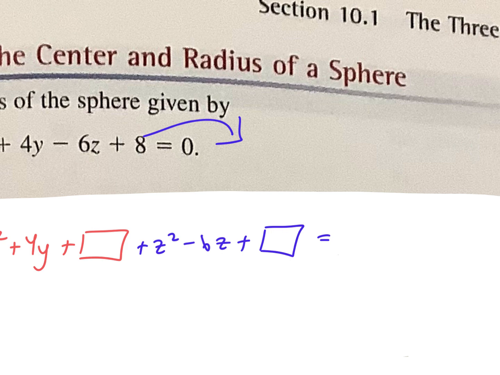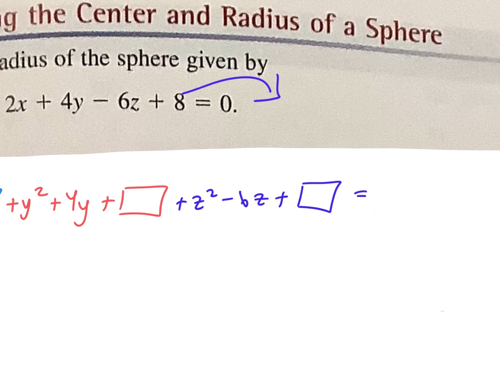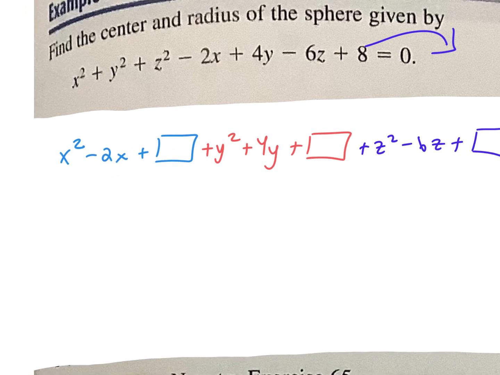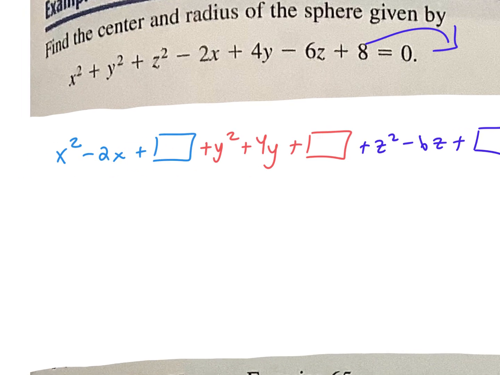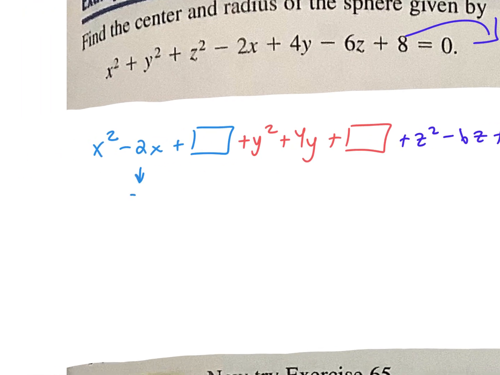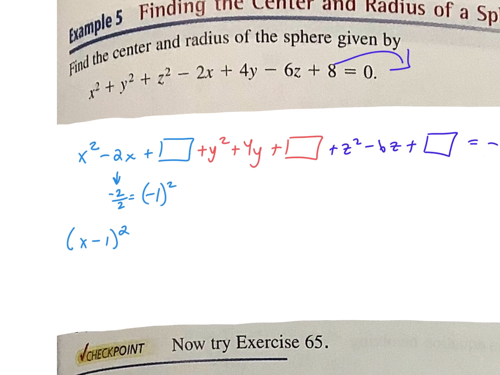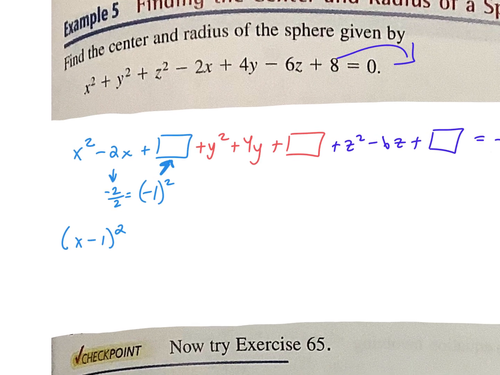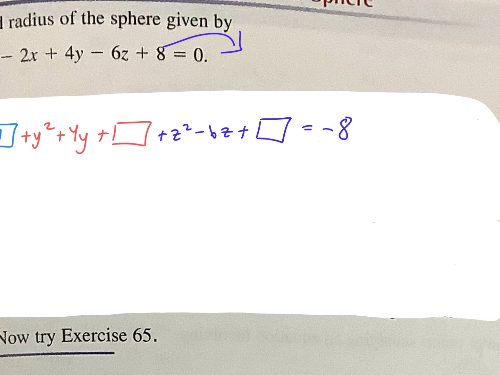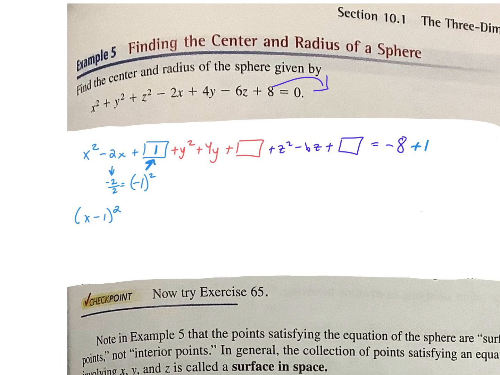Moves to the other side. So it becomes what? Negative 8. All right, so now we're just going to complete the square, guys, 3 times. How do we do that? Anybody remember? You take the b term and divide it by what? There you go. What is negative 2 divided by 2? Negative 1. So my parenthesis here becomes x minus 1 squared. And then I square negative 1. What happens when you square negative 1? Positive 1. And what you do to one side, you do to the other.